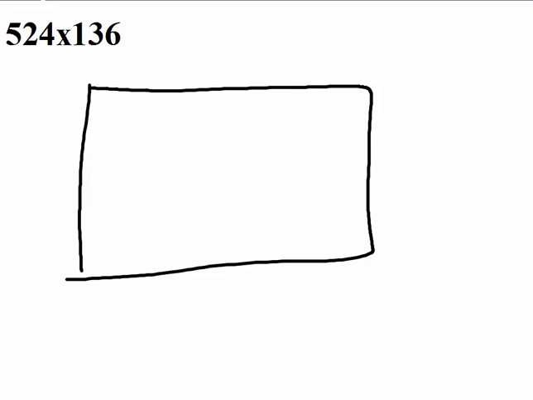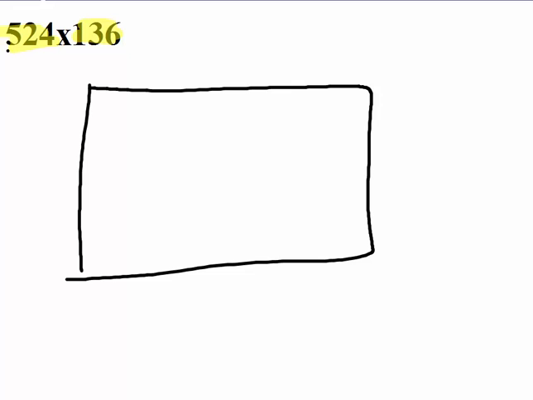Alright, so let's go to this problem. Here I have 524 times 136. What I'm going to do this time is going to be slightly different. I'm going to use a rectangle like always, but now I'm going to break it up because these numbers are slightly bigger. I have a 3-digit and a 3-digit. I'm going to break it up using my area model so that it's just a little bit easier to multiply.